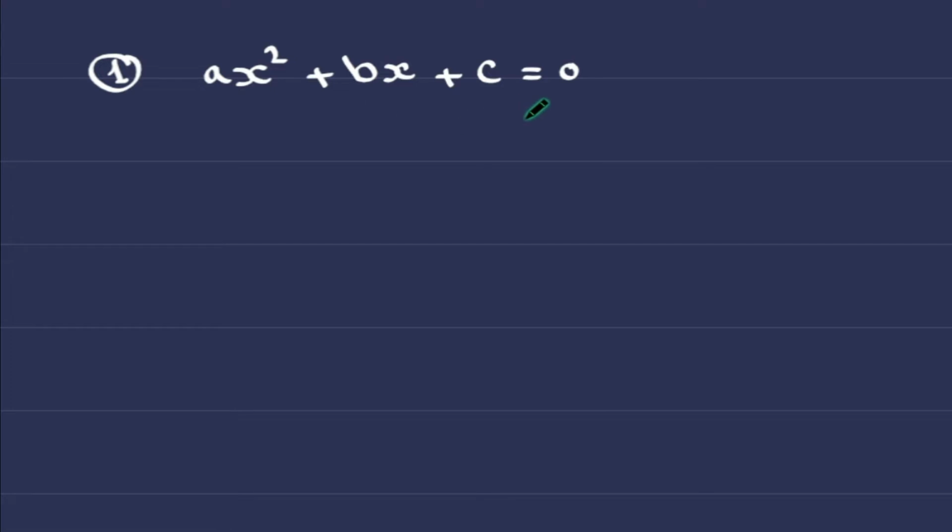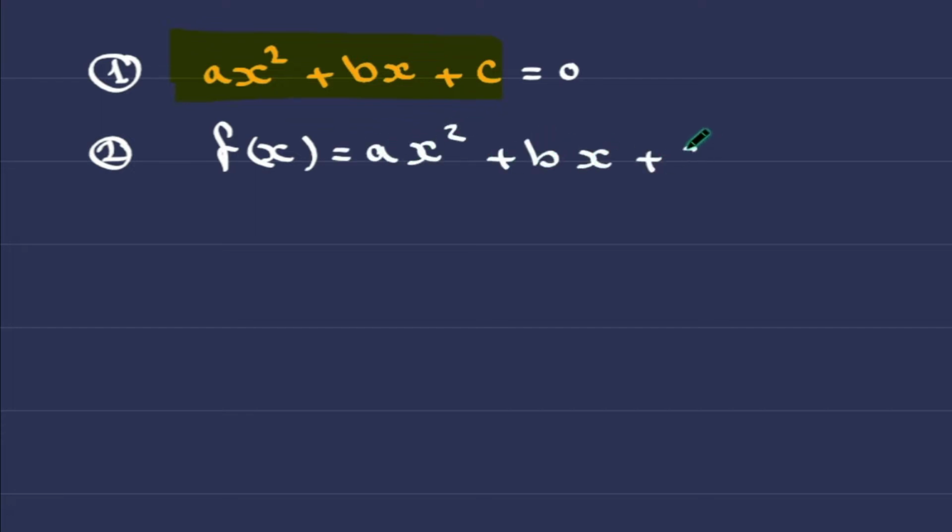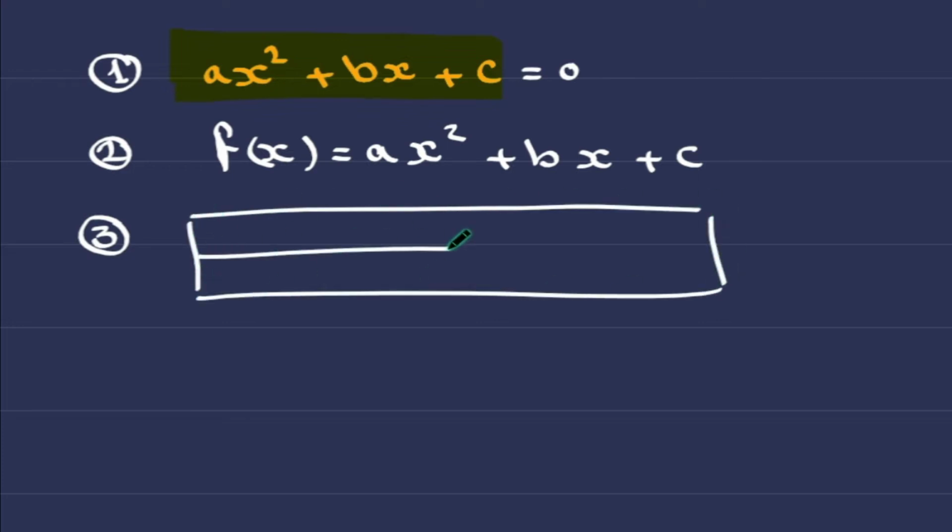And then the next step is naming the left-hand side f of x. So f of x is equal to ax squared plus bx plus c without equal to 0. It's just the left-hand side. And then it's time for the third step, which is making a table. Now you have two rows, the first row for x and the second row for y, which is f of x, which is the value when you are substituting x with the number or the value in the function, you get an answer. That answer is y.